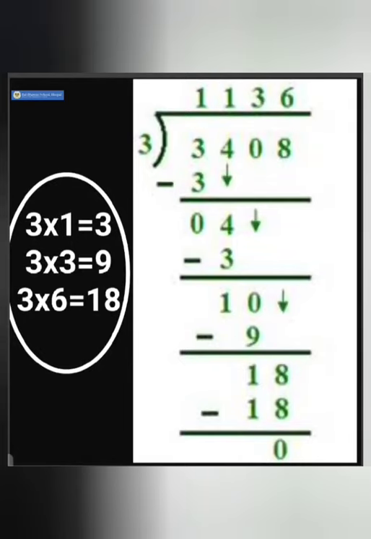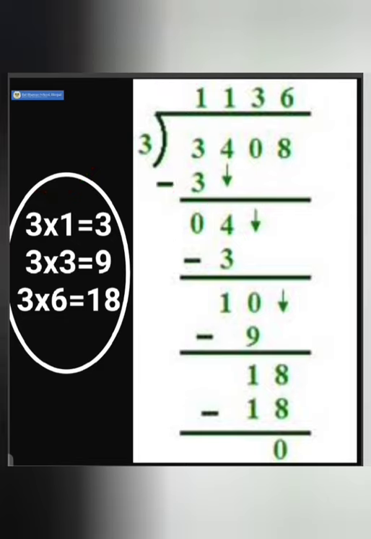Let us divide 3408 by 3. Look at the first digit, it is 3 here. Read the table of 3 1 times. 3 ones are 3. So we can take away 3 from 3. And we get a 0 here on subtracting 3 with 3.